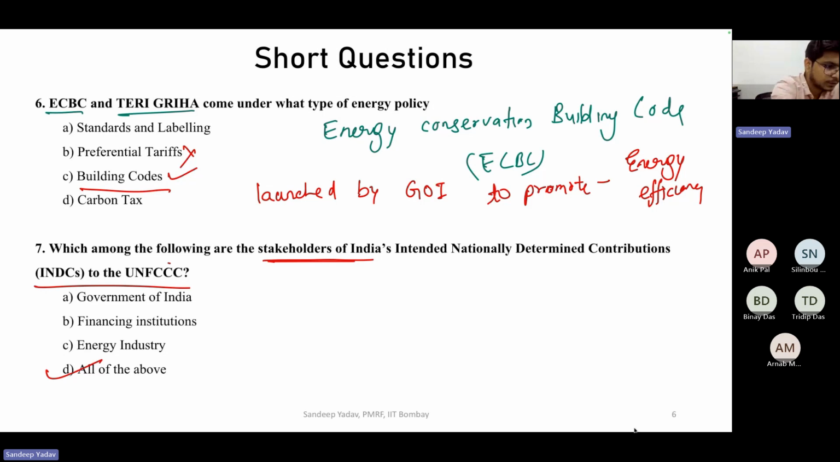See the chat box if you have any doubt till now. So I hope everything is clear till now.